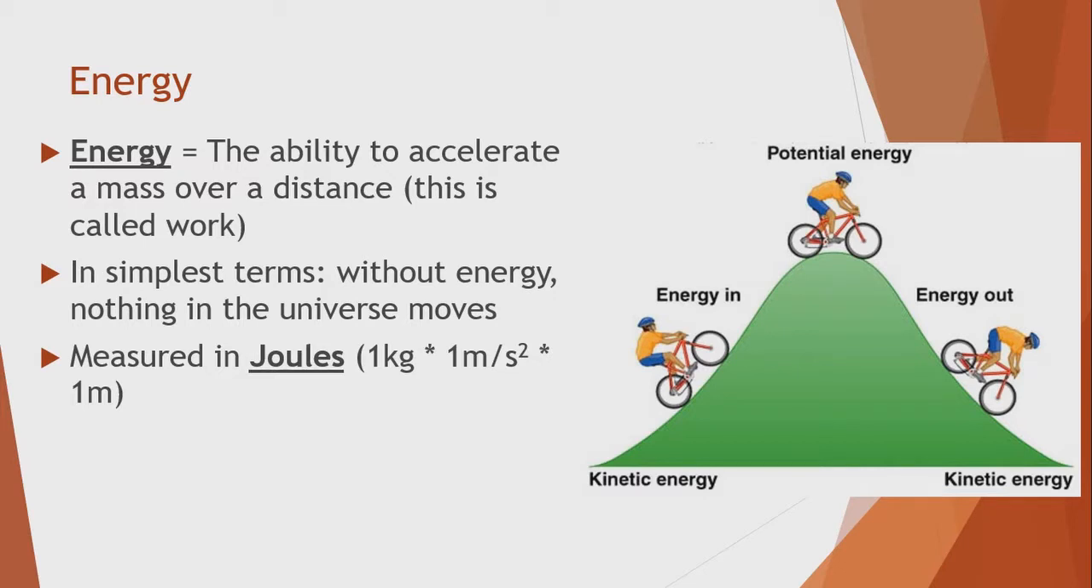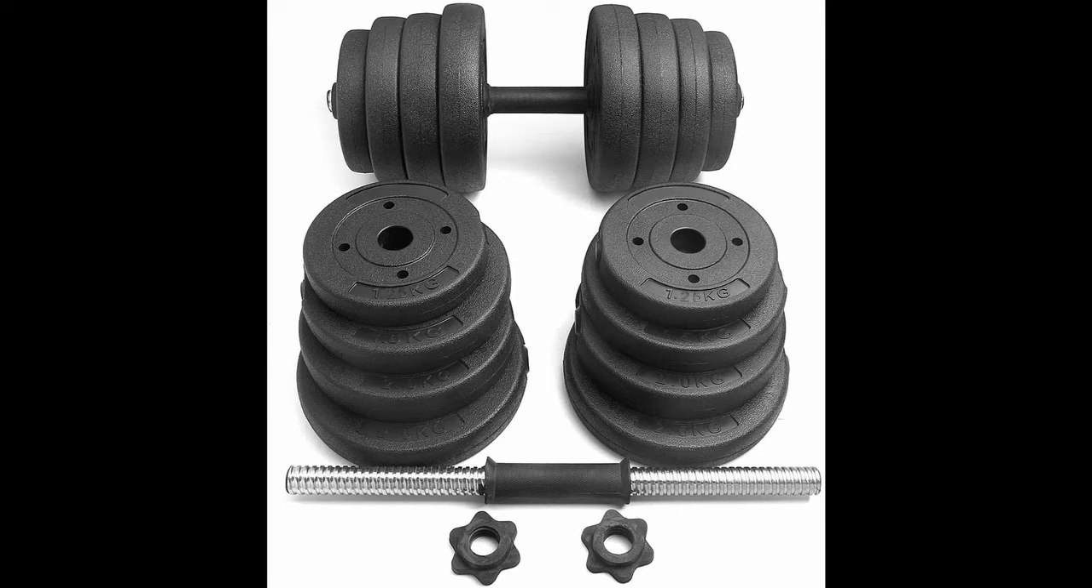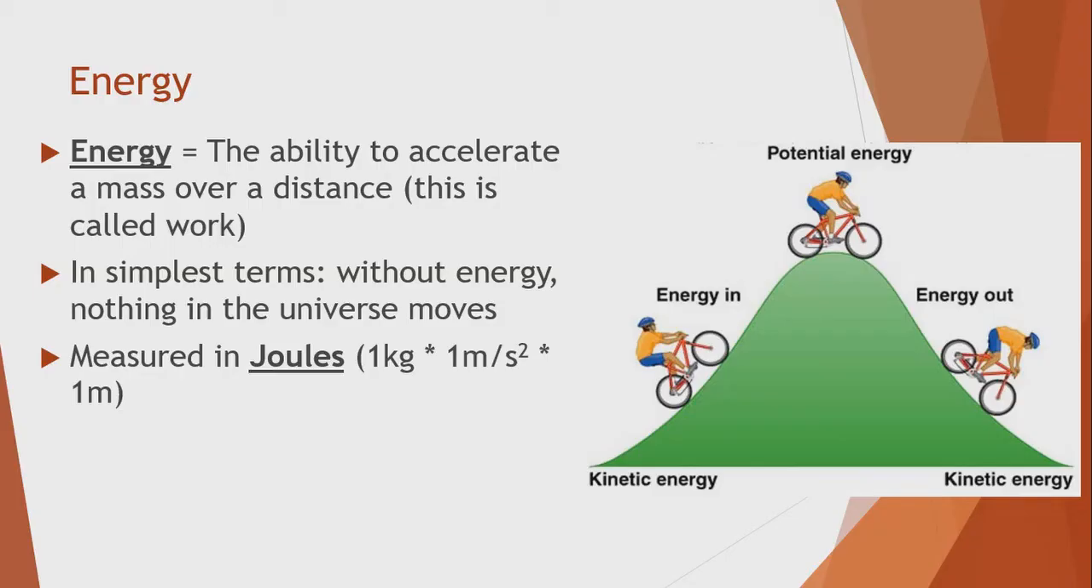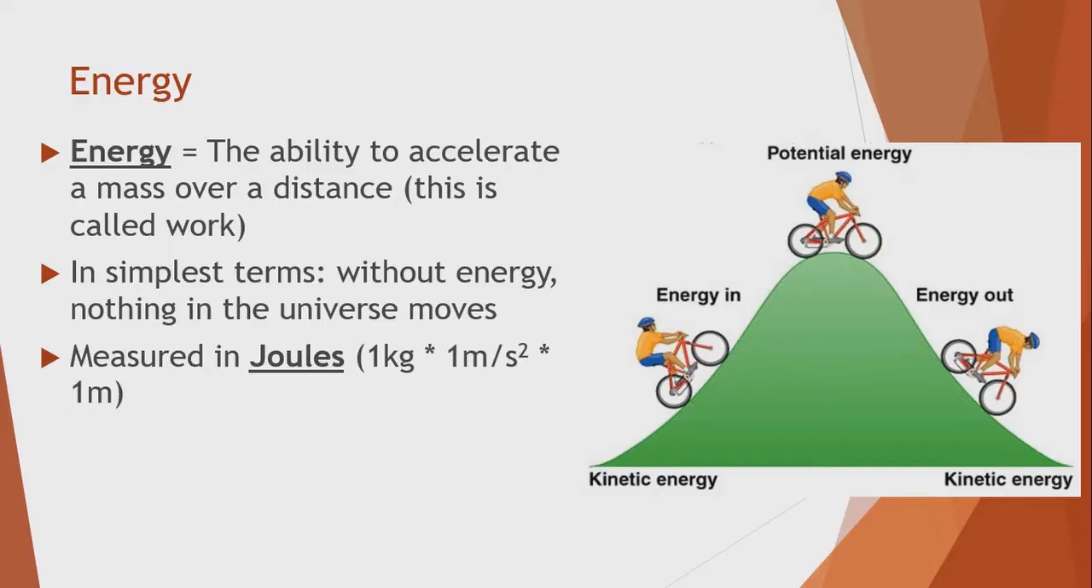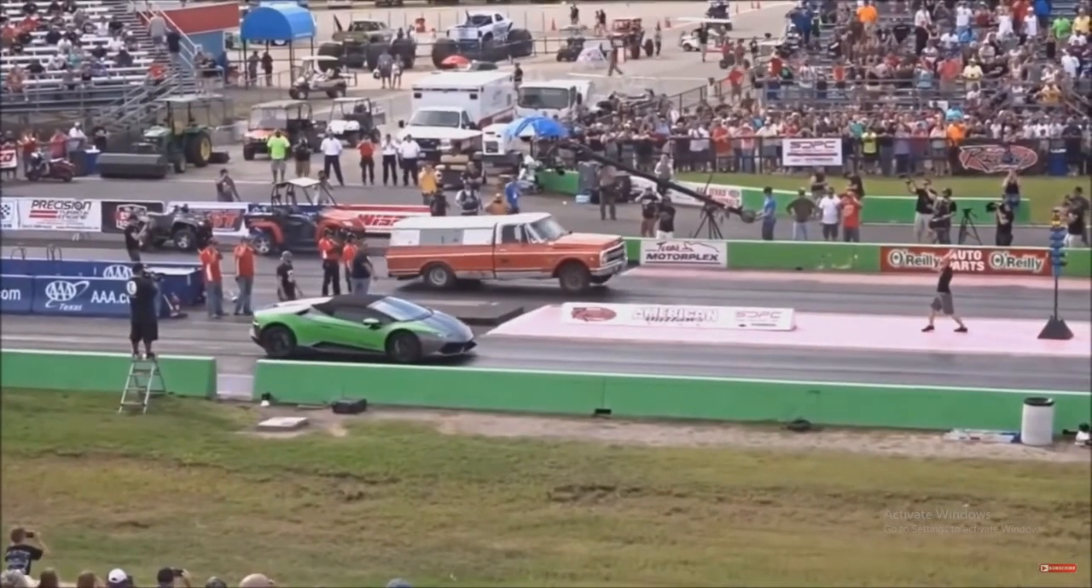I think we know what mass is. That just means something that weighs something, right? Something made of atoms that has a weight to it. That's mass. Distance, okay, we understand that. You can have a foot, a meter, a mile, whatever. Okay, that's distance. And then to accelerate. To accelerate basically means to make something move faster or slower.